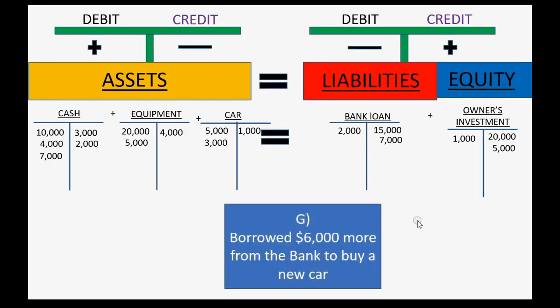And finally, transaction G, borrowed $6,000 more from the bank to buy a new car. Well, we know from a moment ago, if the bank loan goes up, that's a liability that's plus. So bank loan will be credit. And if we have more car, and car is an asset, car will be debit. So $6,000 credit the bank loan because we borrowed $6,000 more from the bank, and debit car $6,000 because we just got $6,000 more of a car. This is the idea of debits and credits. It comes from the fundamental accounting equation.